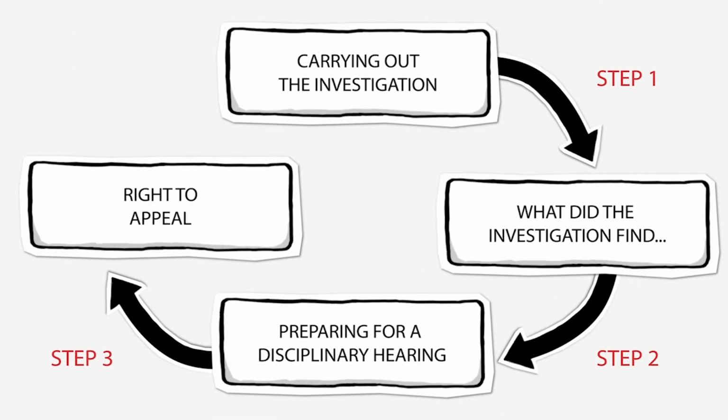Step 10. Right to appeal. The decision of the disciplinary hearing panel should be put in writing and sent to Mrs. X. The letter also needs to clarify that Mrs. X has a right to appeal the decision and clarify how she can exercise this right.